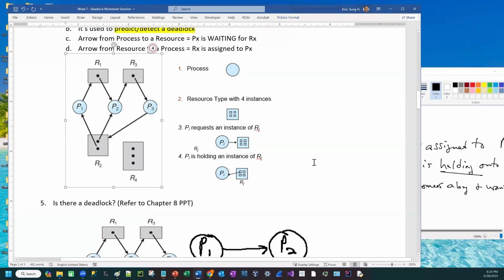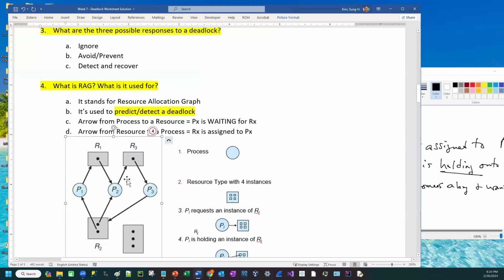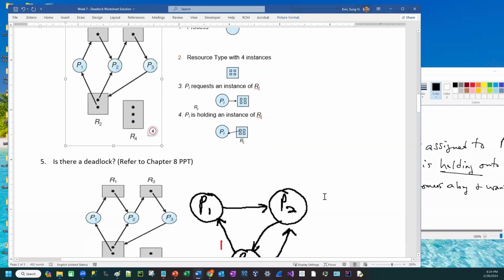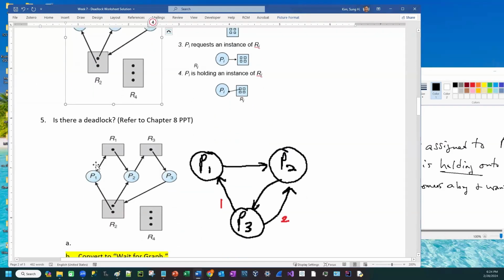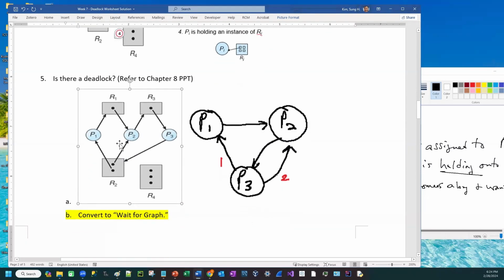Okay, so that's what a RAG is. This is the diagram, and this diagram is used to detect or predict a deadlock. Okay? So let's do some of them. Somebody's going to give you this, like in a test or something. And this is also on the PowerPoint. And the question is, is there a deadlock?